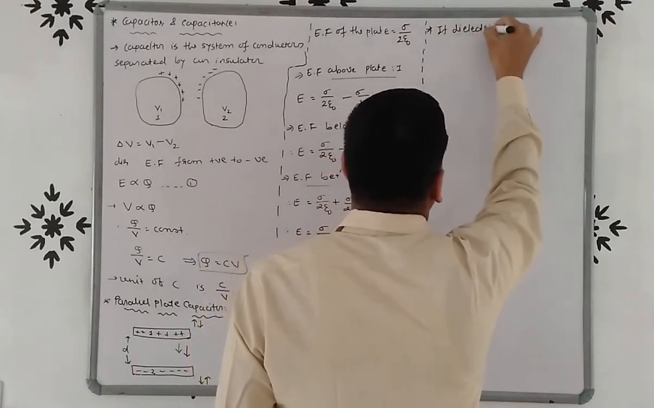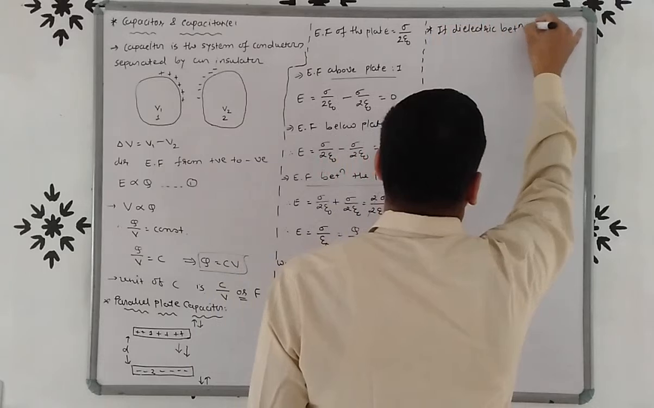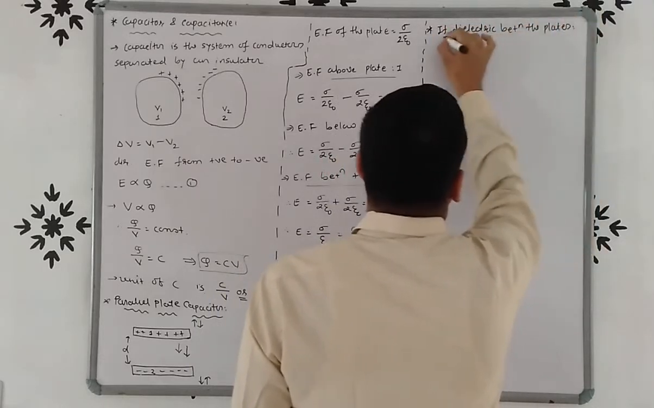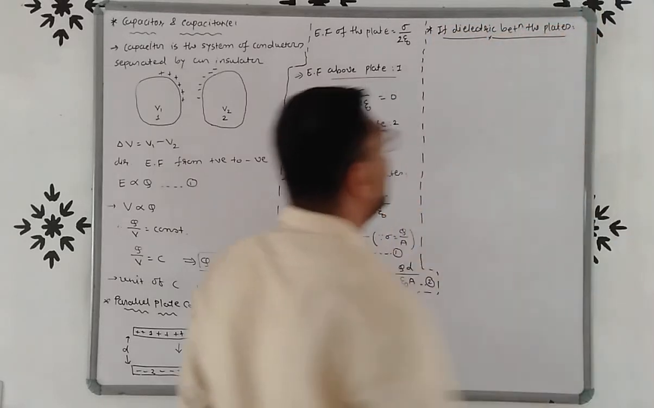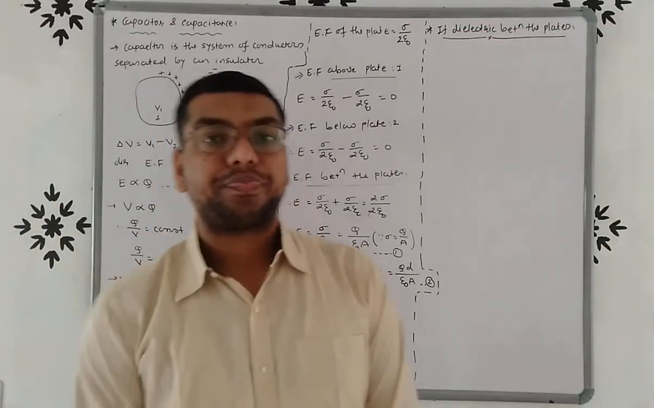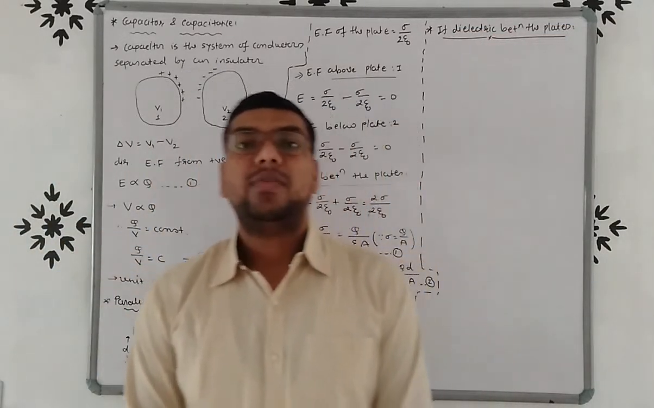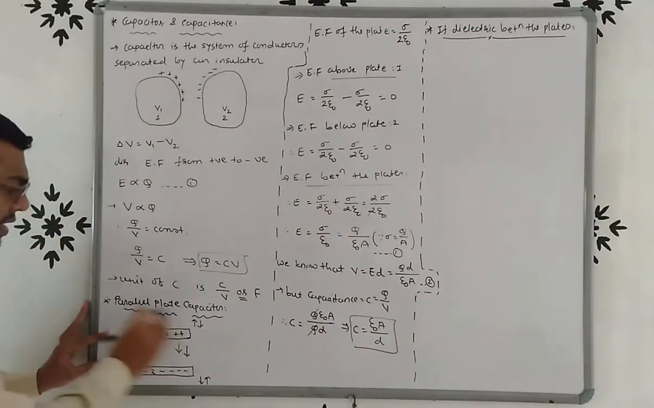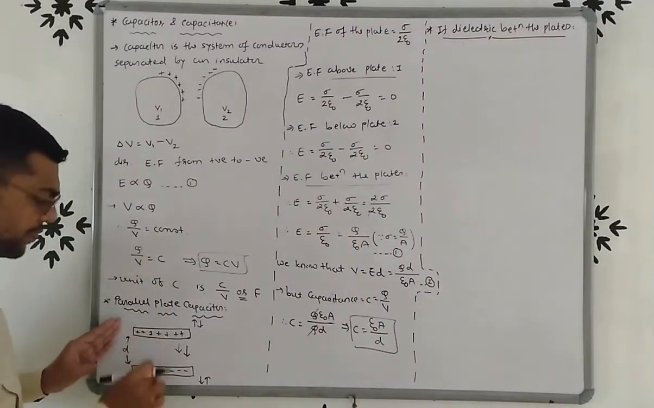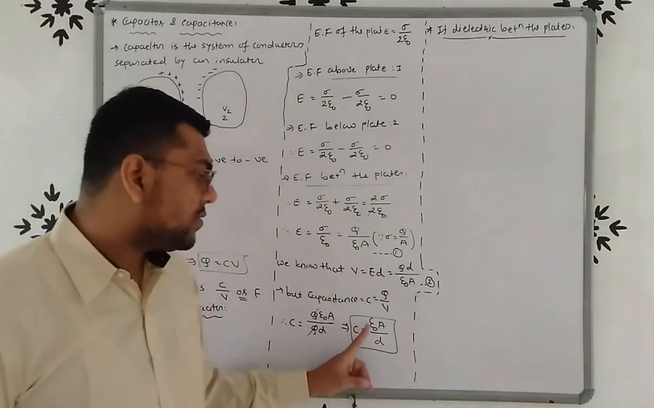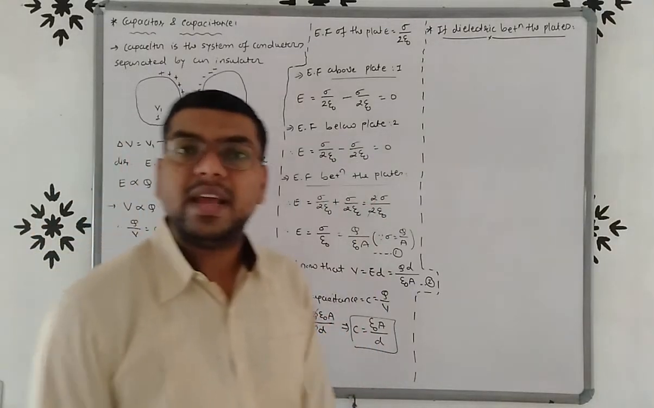So now if there is a dielectric between the plates, then we have to find the formula of capacitance. But here we know that there is a vacuum between these plates, so we know the formula of capacitance: C is equal to epsilon 0 A by D, right?